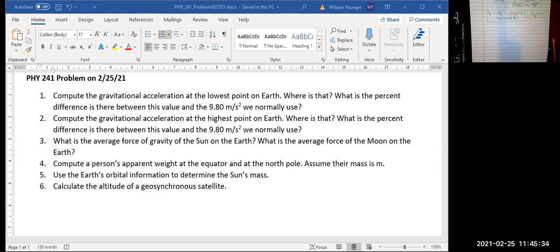And here's the problem. That was number 4. Now, number 6 is use the Earth's orbital information to determine the sun's mass. So earlier we actually worked out Kepler's third law, basically. You might not remember it, so I'll do it again. Basically, what you have is that the sun, if you just assume the sun's mass is huge compared to the mass of the Earth, and that is true.